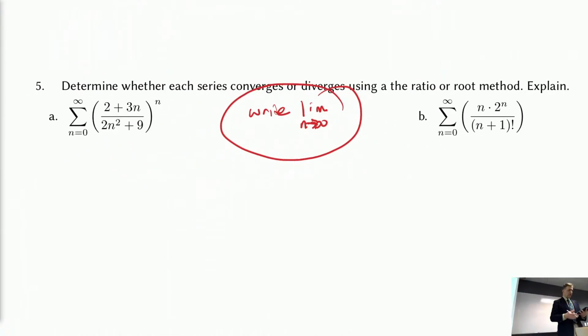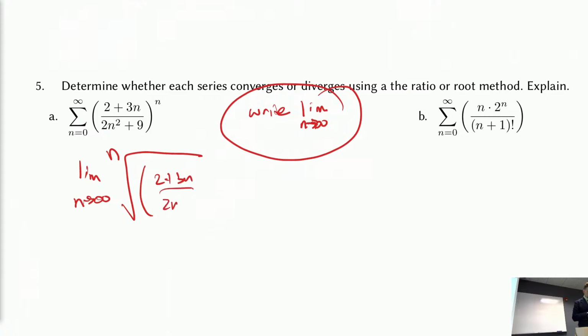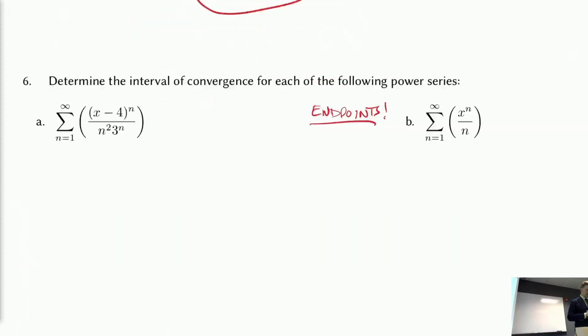Okay, here. With this, if you're going to do this ratio or root method, write the limit. Write the word limit. Do it. Humor me, even though you don't want to. Use that limit and do the limit. So you're doing a limit as n approaches infinity of whatever it is. Here it's the nth root of 2 plus 3n over 2n squared plus 9 to the n. And then you could just say that equals 0. Some of you thought that equaled 3/2. It does not. It equals 0. So then that converges. There we go. Okay, that's enough.